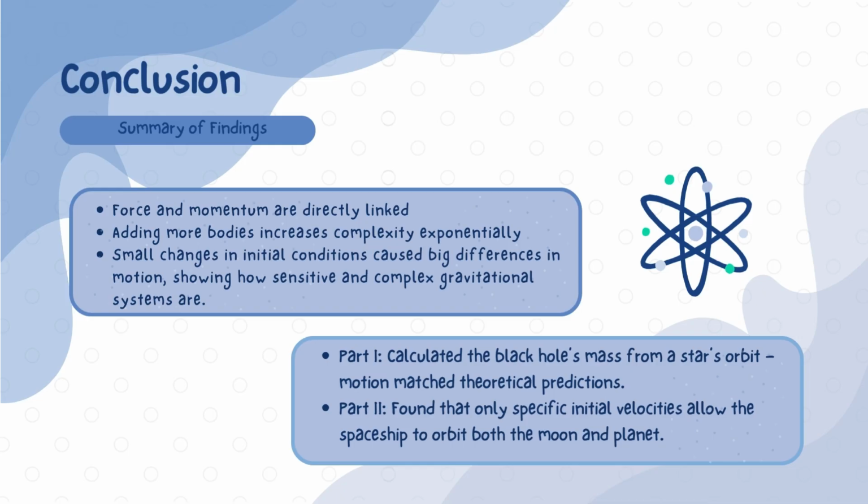In conclusion, this lab showed that force and momentum are directly linked, and small changes in initial conditions cause big differences in motion. Part 1 demonstrated how we can determine a black hole's mass based on orbital motion, and Part 2 showed how delicate orbit stability is, and only certain initial velocities lead to stable motion.